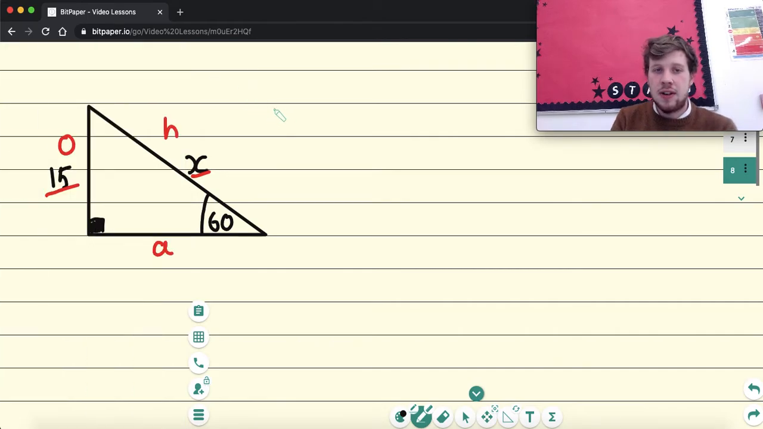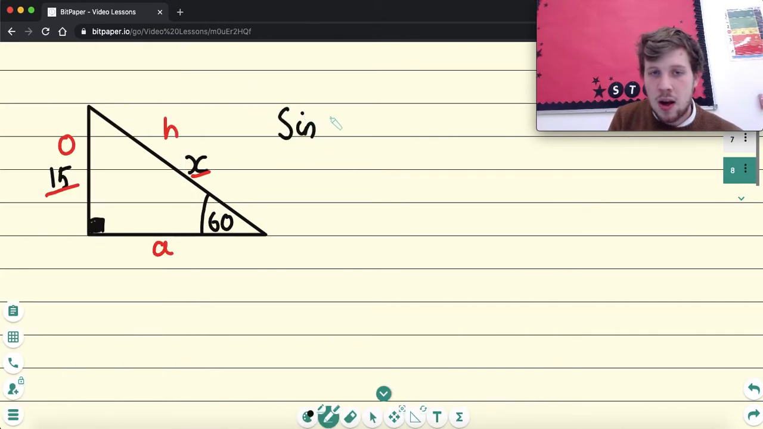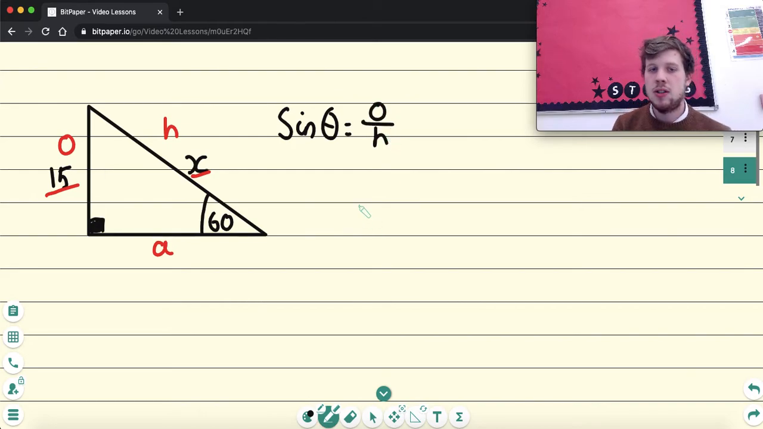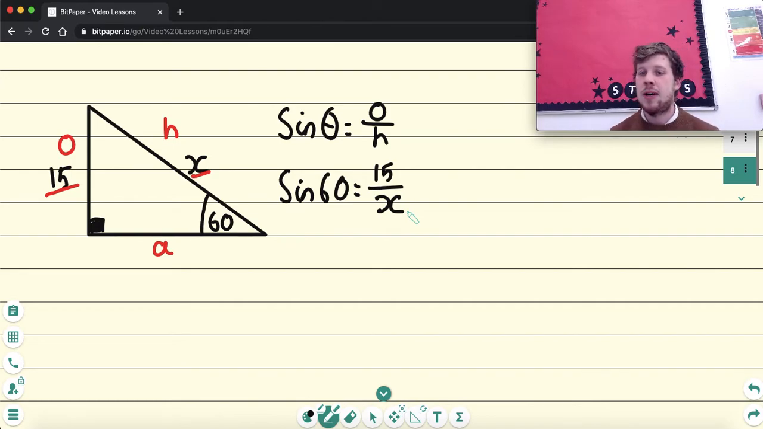I'm going to write down that sine of theta is equal to my opposite over my hypotenuse, and I'm going to substitute in every value that I have. I have the sine of 60 is going to be equal to my opposite, which is 15, over my hypotenuse, which is x. And I want to think about how I can manipulate this to get x on its own.